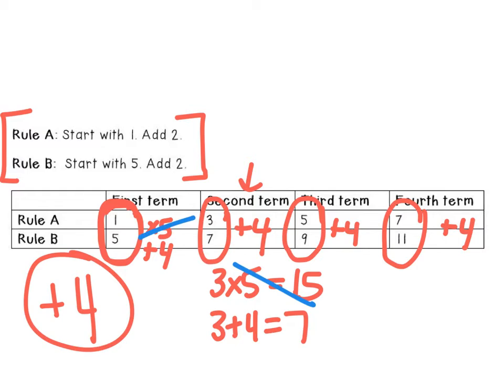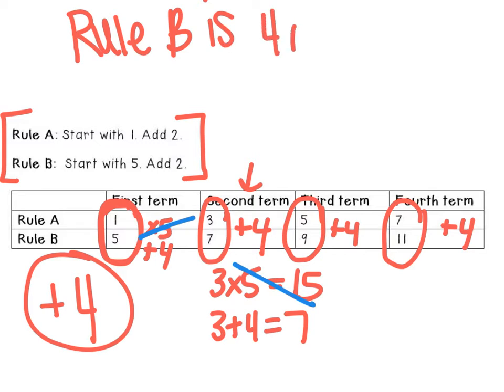Now I can't just write rule A plus 4, okay, because I want a relationship. Like if I said, what is the relationship between the sun and the temperature outside? I would say, well, when the sun is out, the temperature is generally higher, okay? So I'm looking for a relationship, how the two things are connected. So in math, for this problem, I might say something like rule B is 4 more than rule A.